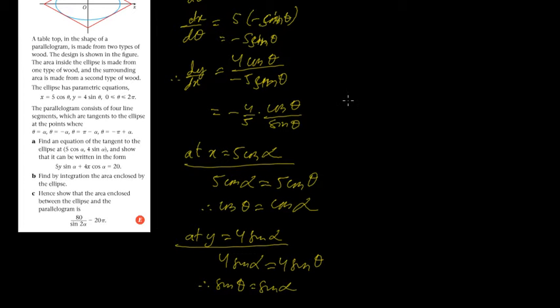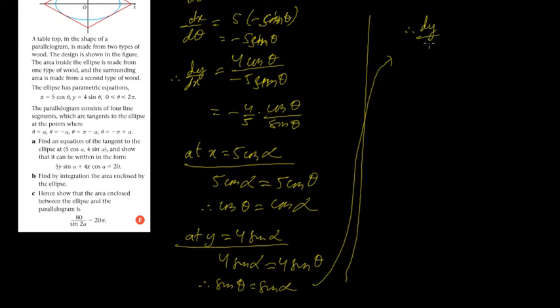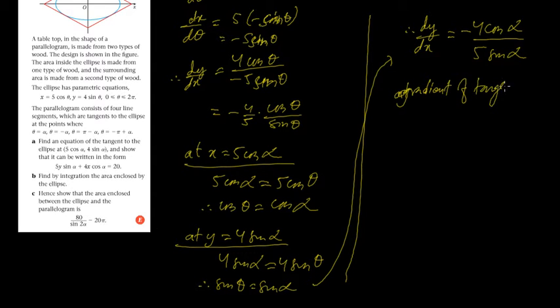So therefore dy by dx equals minus 4, instead of cos theta I can write cos alpha now, divided by 5, instead of sine theta I can write sine alpha now. So that's dy by dx in terms of alpha. Now we have to find the equation of the tangent. So the gradient of the tangent equals minus 4 cos alpha divided by 5 sine alpha.